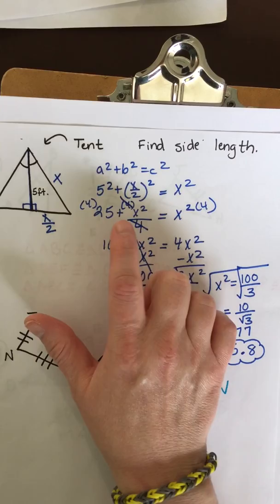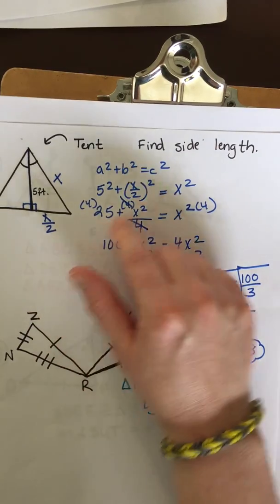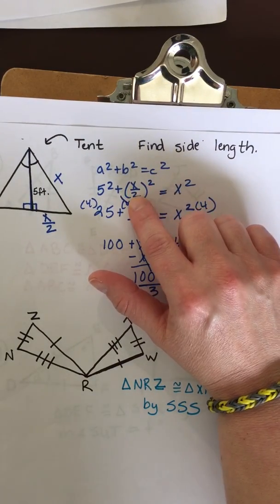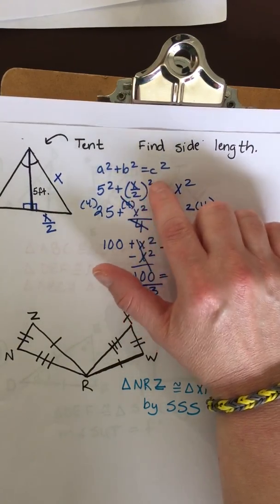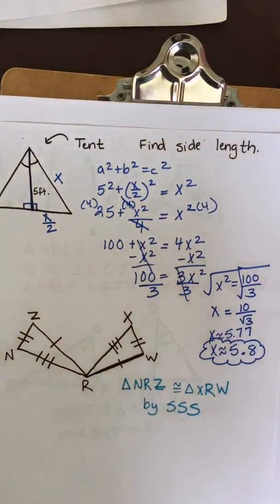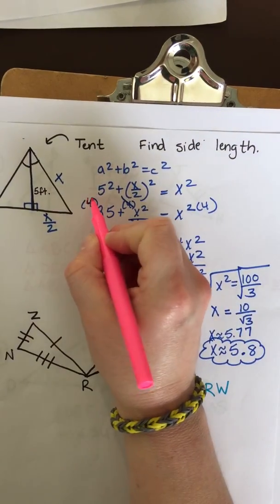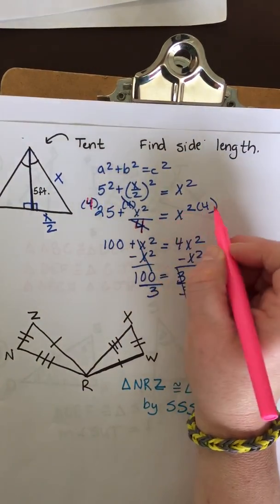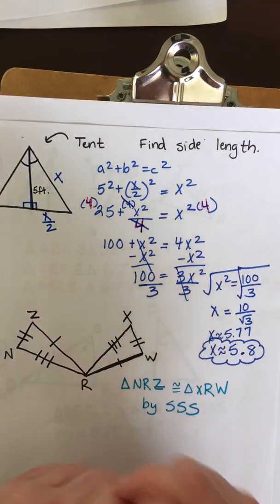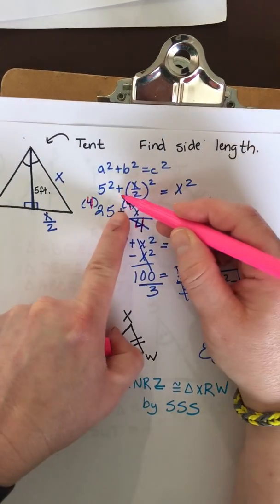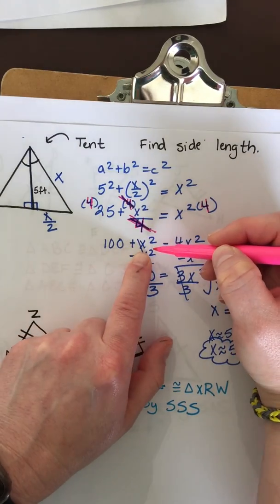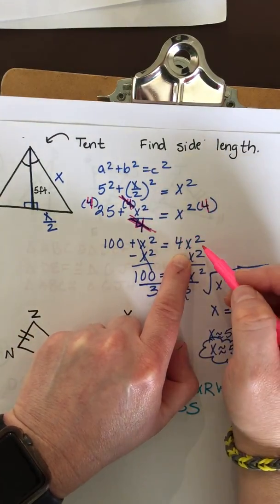All right, 5 squared is 5 times 5, which is 25. X over 2 squared. To square that, I would need to square the numerator and the denominator. So that would be x squared over 2 times 2, which is 4. And then this is x squared. Why I multiplied by 4 was to get rid of that 4 in the denominator. I know you guys do not like fractions. So when I multiply by 4, 4 times 25 is 100. This 4 up here and this 4 down here will cancel out. And I've just got x squared, which is much friendlier, right? And then 4 times x squared is 4x squared.